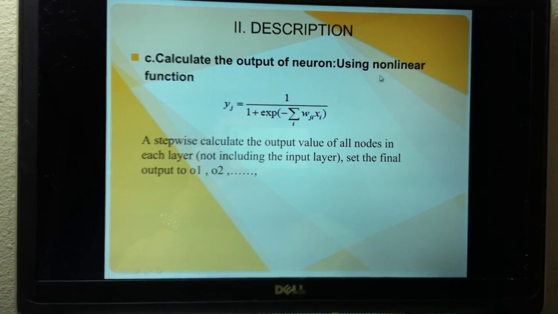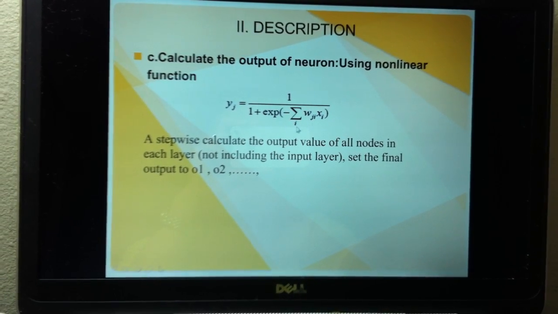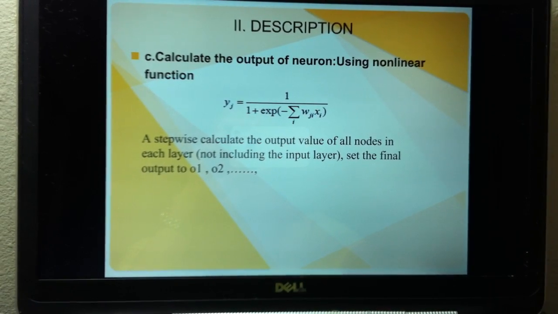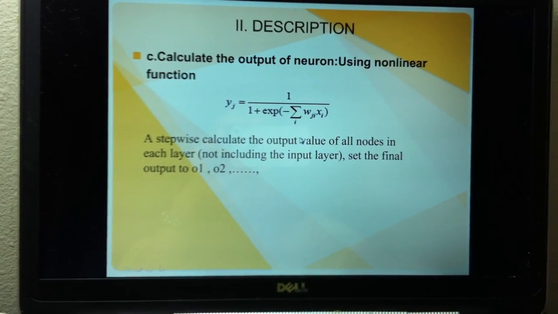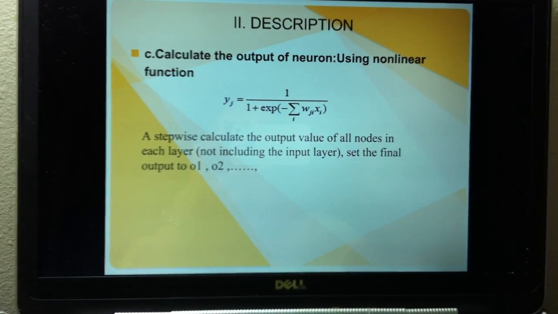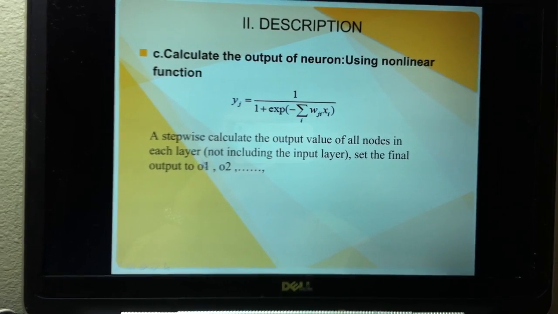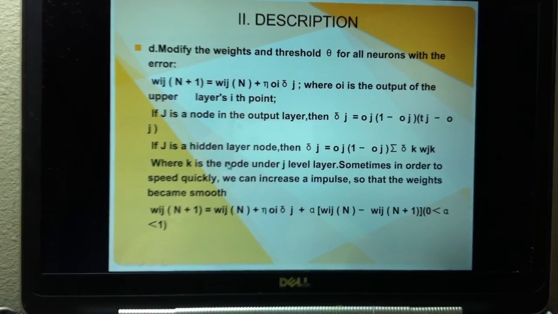We are using a nonlinear function. Here is the function form. And we calculate stepwise the output value of all the nodes in each layer, not including the input layer, and send the final output to O1, O2.